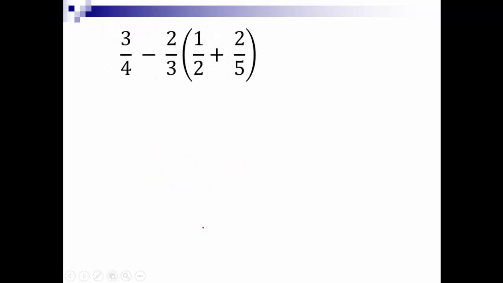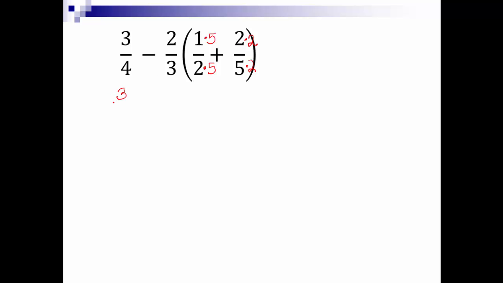This is the next problem you had for homework. 3/4 minus 2/3, and then within parentheses, 1/2 plus 2/5. Again, we'll start within parentheses. We don't want to handle this subtraction until almost the very end. So we need to work within parentheses first. If we're adding fractions, they must have a common denominator. What would a common denominator between 2 and 5 be? It would be 10. So I'll multiply this denominator and this numerator by 5, this denominator and this numerator by 2.